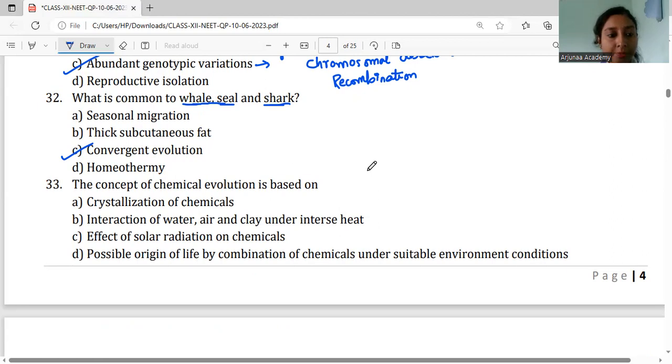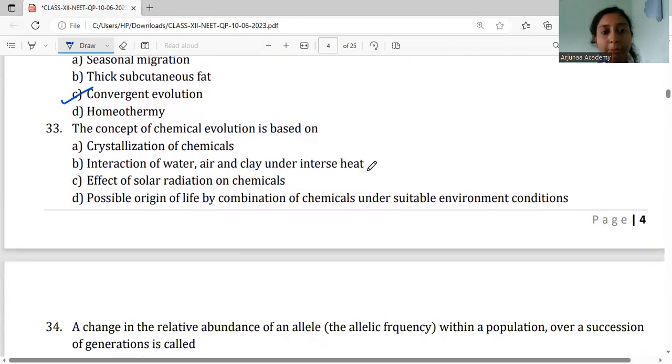Then question 33. The concept of chemical evolution is based on. So what does chemical evolution say? Abiogenesis first, but biogenesis ever since. That means abiogenesis is happening because of chemicals. Organic and inorganic chemicals combine together and produce living organisms, right? So out of the given options, D says possible origin of life by combination of chemicals under suitable environmental conditions. So the answer is D.